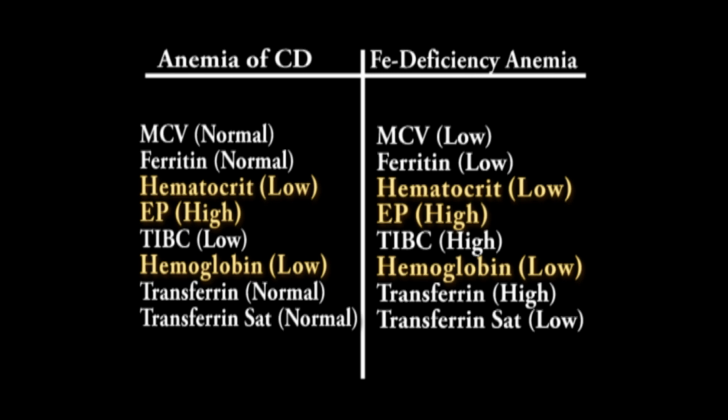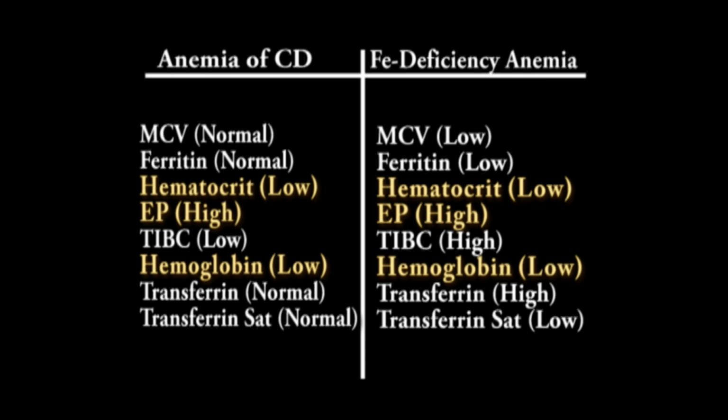We can see in iron deficiency anemia that the hematocrit, which is the number of red blood cells relative to the volume in the plasma, tends to go down in iron deficiency anemia, but it also goes down in anemia of chronic disease.